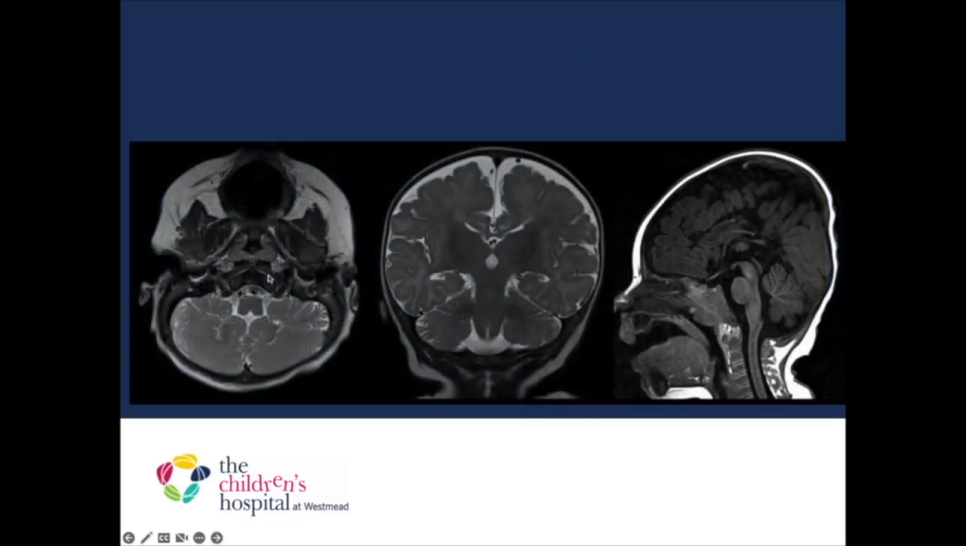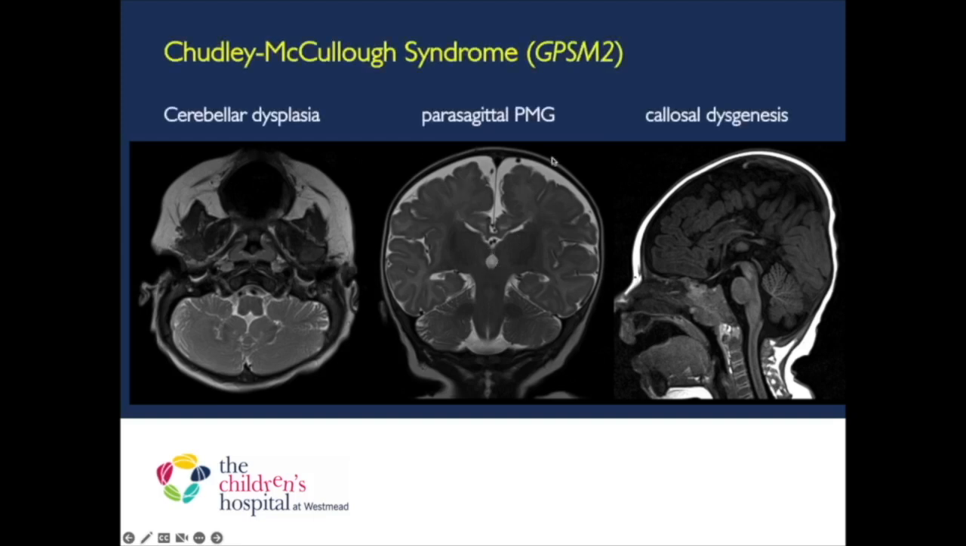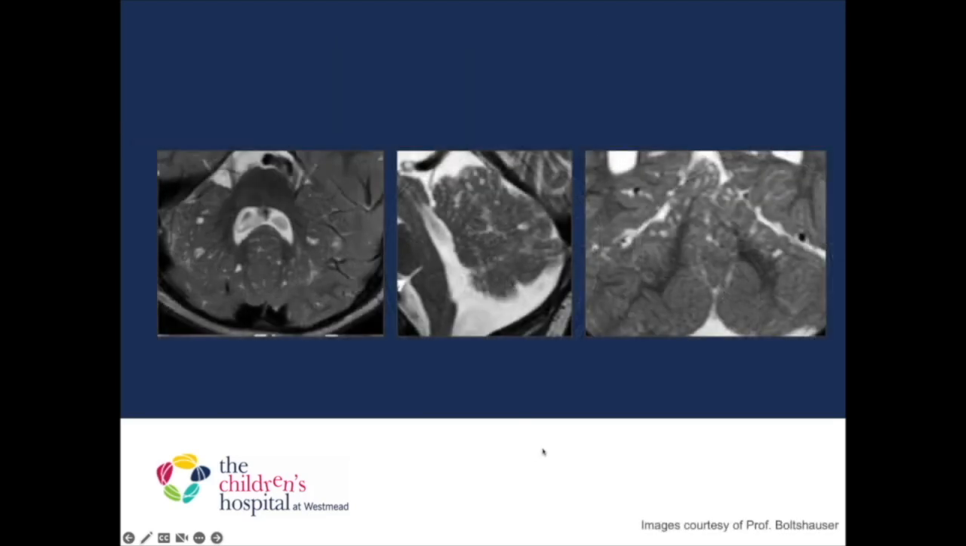So here we have a patient who has a few findings. First of all, we can see there's a cerebellar dysplasia. The foliation is not that onion layer appearance that we would expect, but that's not the only abnormality. We can also see the corpus callosum is dysplastic and probably doesn't project that well, and he's got some polymicrogyria in the perisylvian region. The combination of these three findings is quite characteristic for Chudley-McCullough syndrome, which is caused by GPSM2 mutation.